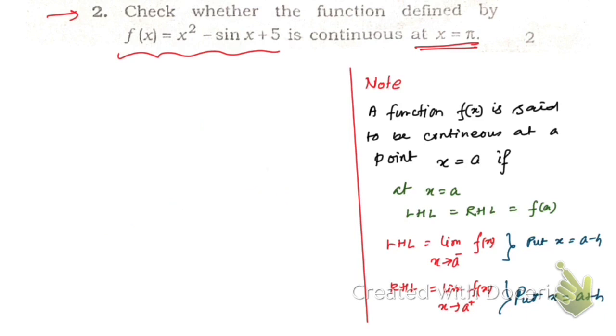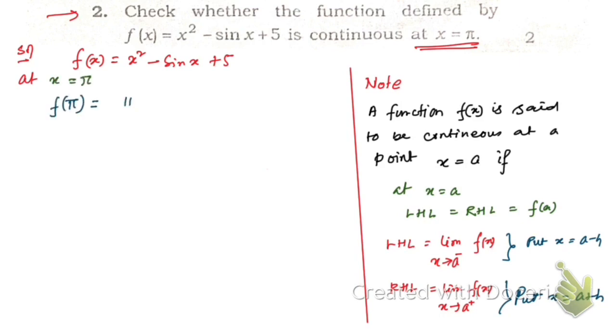Now here you see, let me write the given function. Okay, so at x is equal to pi, this function f of pi will be equal to pi square minus sine pi plus 5, and sine pi is 0, so you will get pi square plus 5, right?